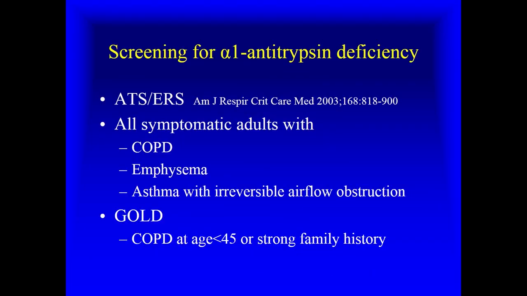Screening for alpha-1 antitrypsin deficiency is recommended in COPD based on the ATS-ERS guidelines in 2003, and there was an updated alpha-1 guideline published in the Journal of COPD within the past couple of years. The guidelines recommend screening in all symptomatic adults with COPD, emphysema, or asthma with irreversible airflow obstruction. GOLD takes a more measured approach, recommending screening for alpha-1 antitrypsin deficiency in patients with COPD at a young age or a family history of COPD.